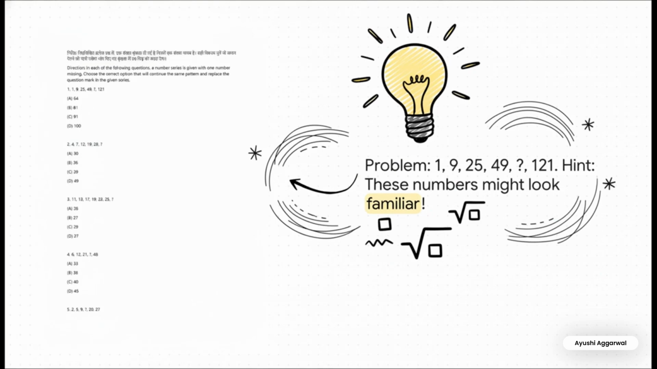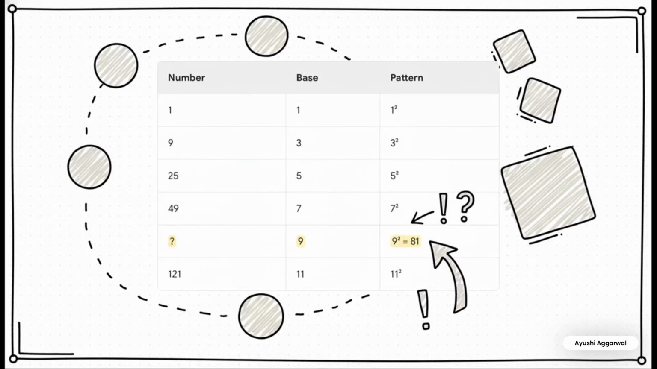Have a look at this series on your screen. 1, 9, 25, 49, question mark, 121. Now, as soon as you see these numbers, a little alarm bell should be ringing in your head. These aren't just random numbers, are they? They feel special. Do they look familiar to you? And here's the secret, laid out perfectly in this table.